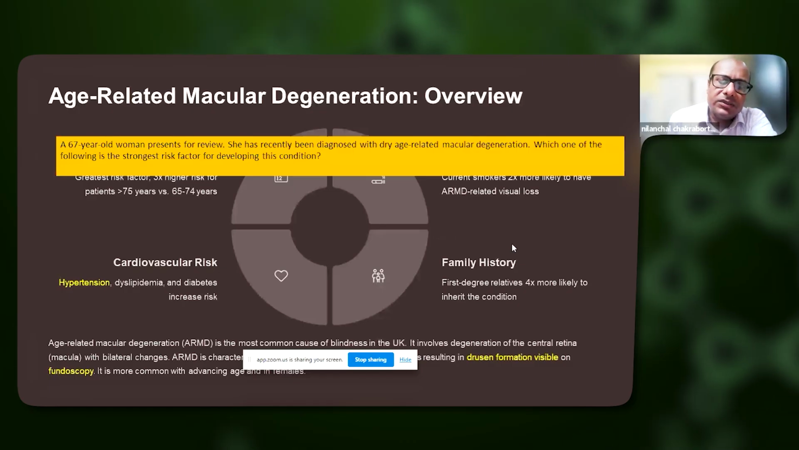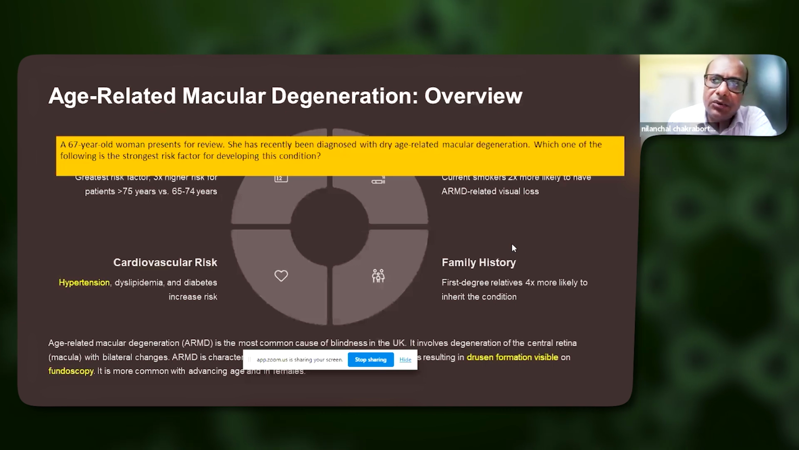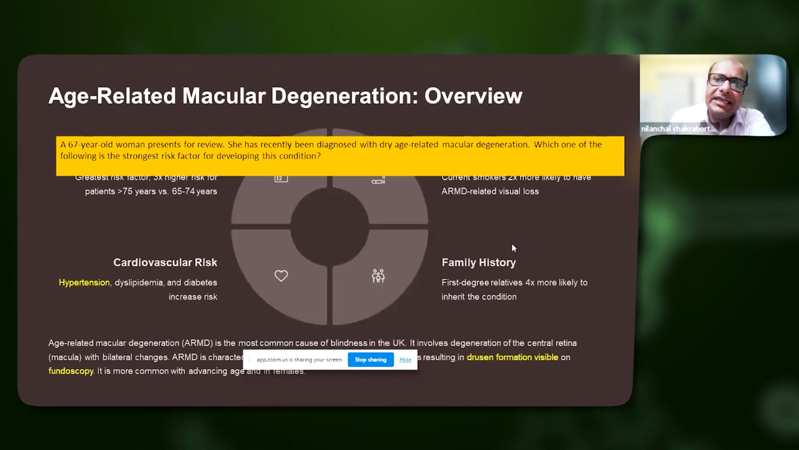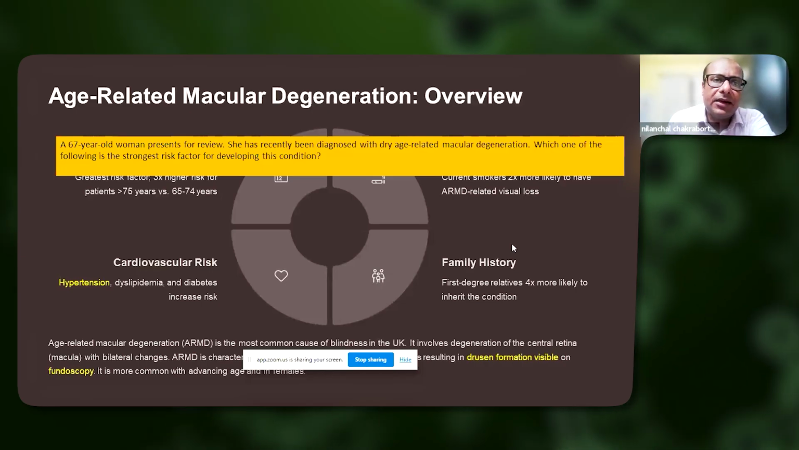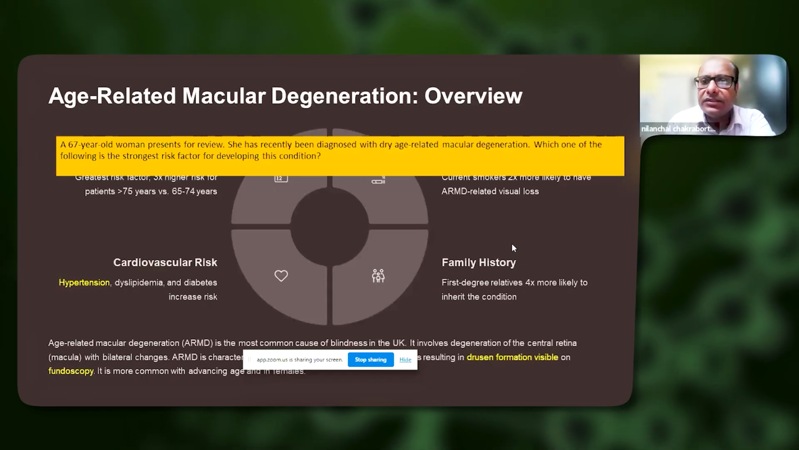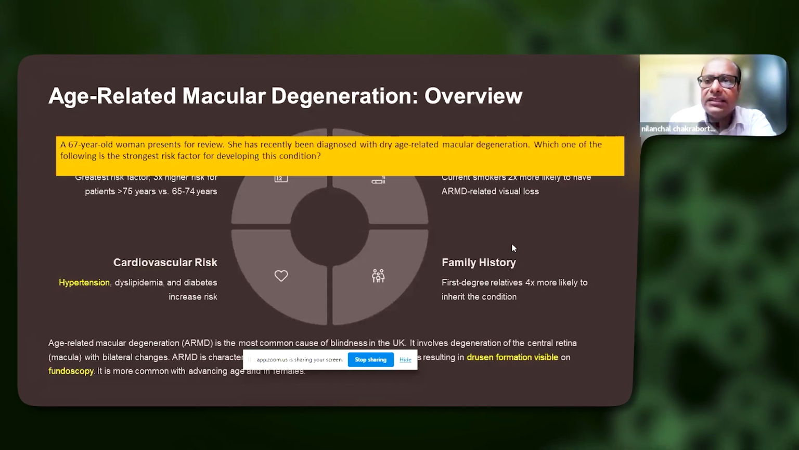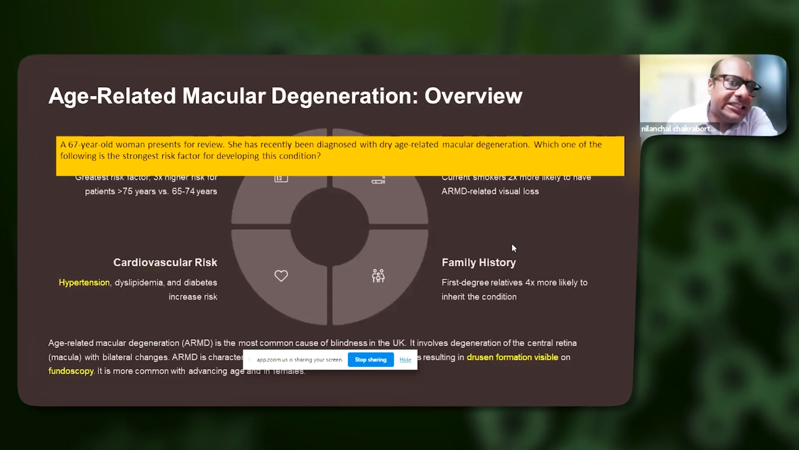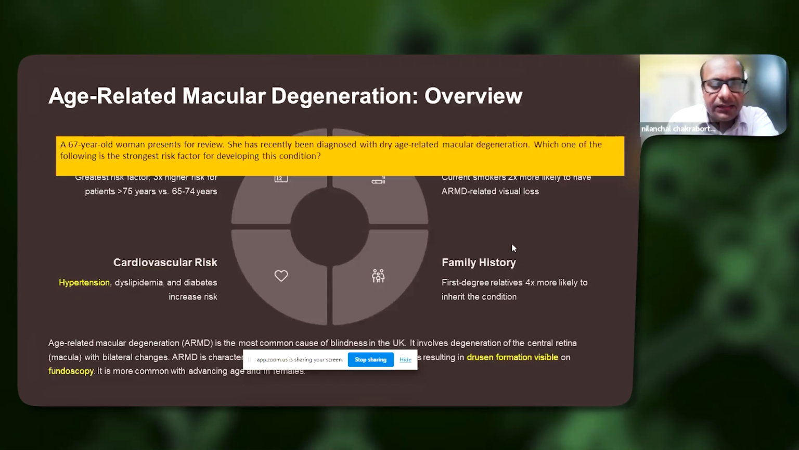I'll say almost this is one of the last topics of HILD, which is age-related macular degeneration, the most common cause of visual loss in the elderly in the UK population. So the question will present like that: a 67-year-old woman presents for review. She has recently been diagnosed with dry age-related macular degeneration, which is the most common type, in almost 90% of patients. And they will ask which is the stronger risk factor for developing the condition and what can be the treatment of it.